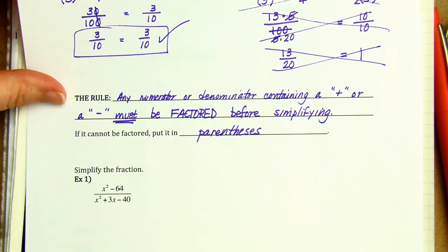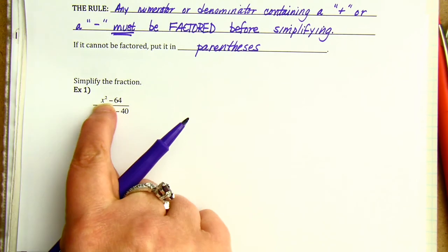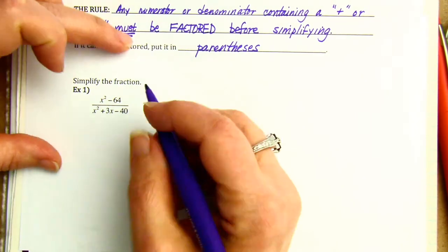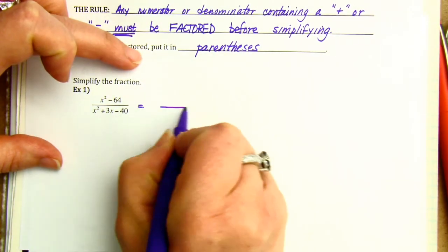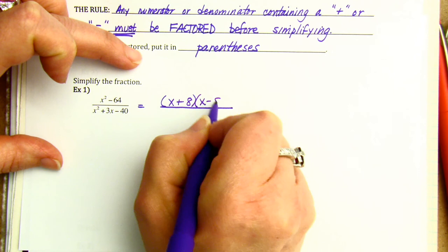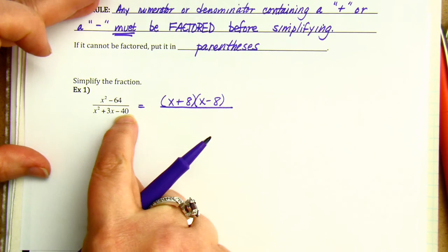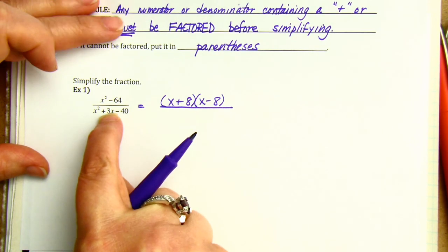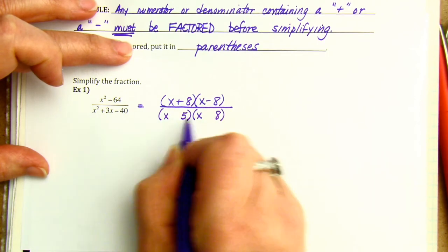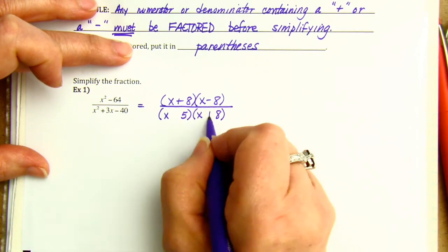All right, example 1. Simplify the fraction. Notice, I have dots. You have to remember now all the rules of factoring to be able to do this. X squared subtract 64 is going to factor as x plus 8 times x minus 8. This is a trinomial. Easy. A is 1. Two numbers that multiply to 40 that subtract to 3. Well, that's 8 and 5. X, 5, x, 8. The difference between 5 and 8 is 3. Signs are different. Larger product is plus. 8x is bigger than 5x.